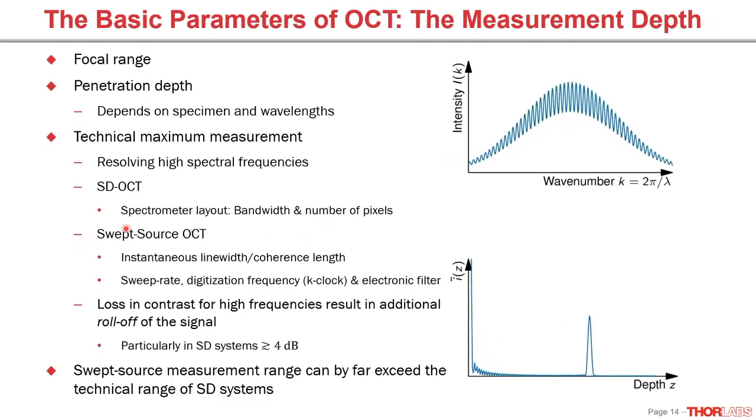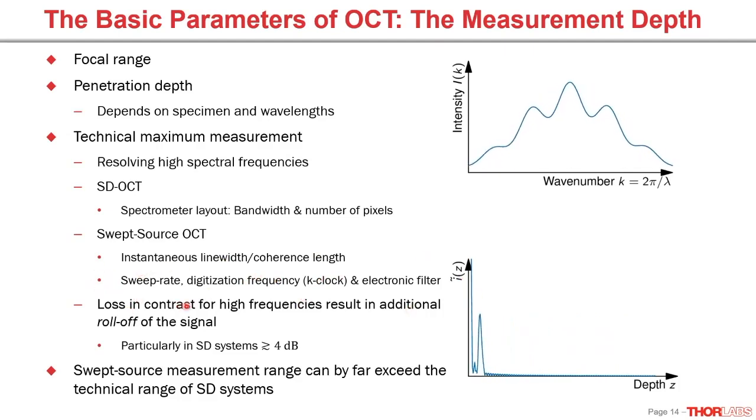And for swept source, it's a little bit different. There's, on the one hand, the instantaneous line width or coherence length, which basically determines how much interference contrast we have if we move to higher frequencies, how much interference we can still maintain. Assuming that we stop the laser, how much is the coherence length then? That's why it's called instantaneous. And how good can we have a look at that? And of course, there's the electronics, digitization frequency, the sweep rate, and the electronic filter, which need to match to the measurement depths. But those parts are fairly easy to obtain.